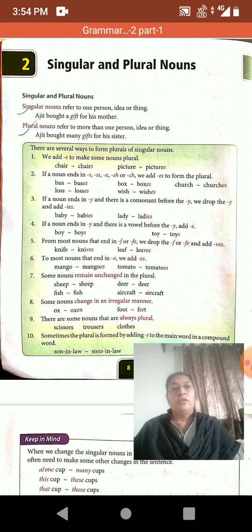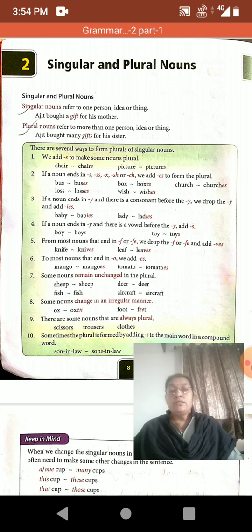Do you know, in our everyday life we use one thing, talk about one person, it's called singular. Singular nouns refer to one person, idea or thing. Example, Ajit bought a gift for his mother. Here they mention a gift, so they talk about only one gift. It means it's singular.